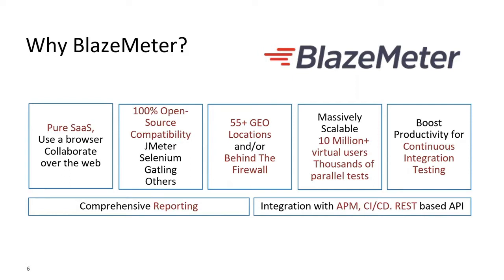You can drive massive load from more than 55 geolocations and from behind a firewall. Blazemeter is massively scalable and you can test more than 10 million virtual users concurrently. It facilitates continuous testing delivery that leads to superior test coverage at speed. The product's reporting is highly comprehensive. It provides great insight into what is happening within your app. Its APM integration compatibility lets you see server-side KPIs, which is our main focus for today.